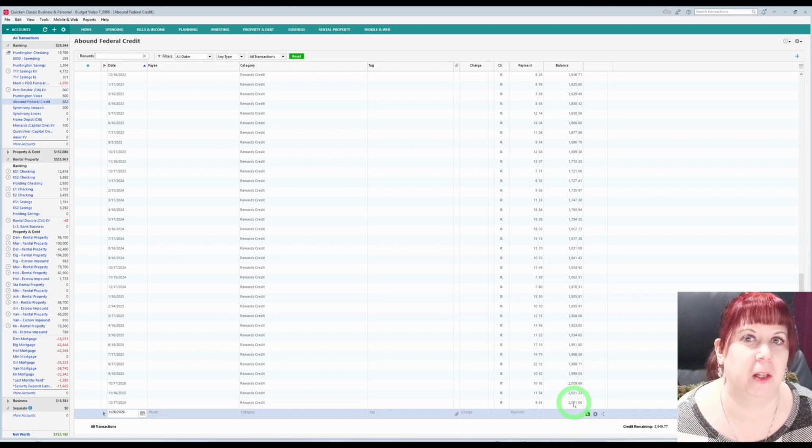So another reason I like using this credit card, as an example, is simplicity. There's no rotating categories to track and nothing to activate each month. The rewards just apply automatically. And just to be clear, I don't have any partnership with this credit card or the issuer. This is simply an example from my own file showing why clean categorization and structure matter.